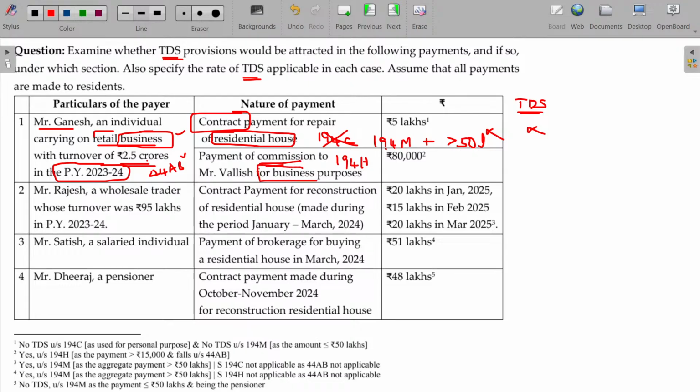194H, this is for business purpose. Then here 194H will be applicable. More than 15,000 is automatically applicable. So TDS is applicable in this case.